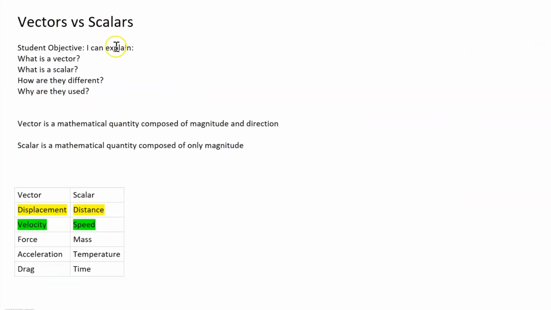learned about yet. All right, and so in this discussion, your objective as the student will be to be able to explain what is a vector, what is a scalar, how are they different, and why are they used. So you as the student, I want to challenge you to not only understand these concepts, but be able to explain them to somebody else. All right, so anyway, a vector.